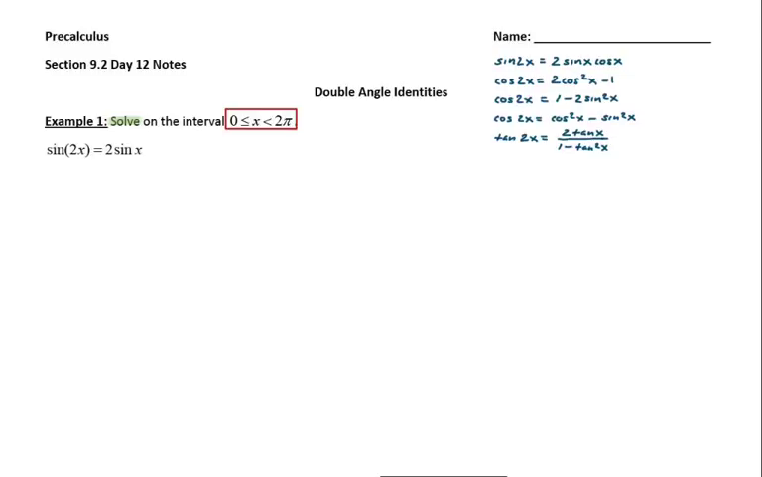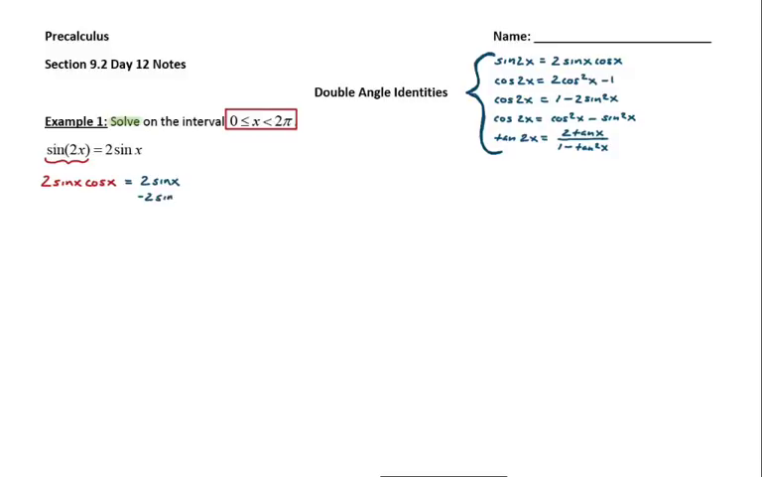So what we would do is actually use one of our double angle identities. If we use the double angle identity for sine of 2x on the left side and call it 2 sine of x cosine of x, now we have an equation that no longer has a double angle. That's the advantage to knowing or using these identities. And what I can do here is solve this equation like we did earlier in chapter 9.